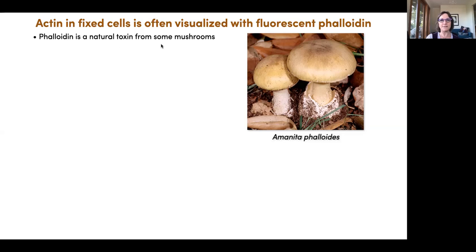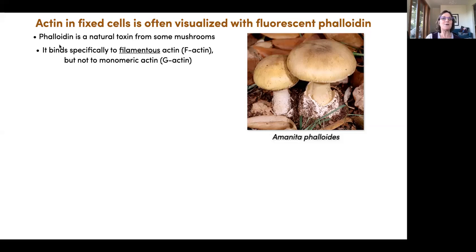And so it's a natural toxin. It's actually not the phalloidin that kills you in these mushrooms. It's the amanitin, which inhibits protein synthesis or RNA synthesis. I always forget, I'll come back to that. So phalloidin, though, is also toxic. It's not as toxic as amanitin, but it binds.